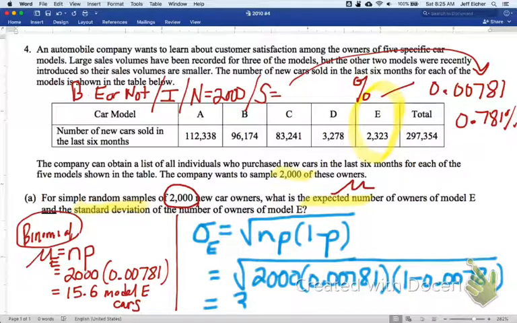Calculating that, I get a standard deviation of 3.94 Model E cars. So on average, the number of Model E cars typically varies from the mean of 15.6 by 3.94 cars. So that was question A. Let's look at part B.